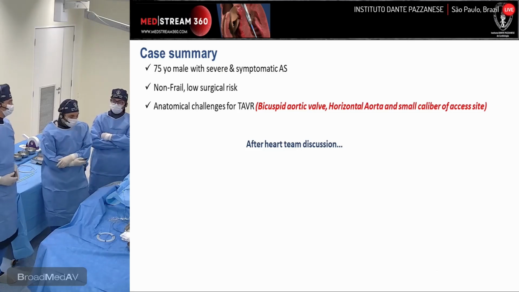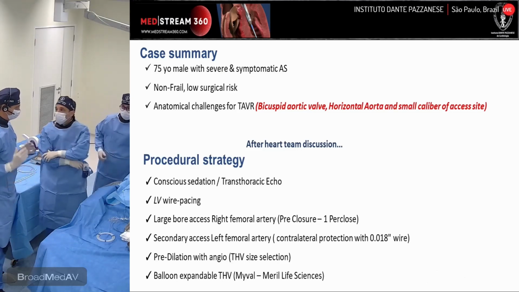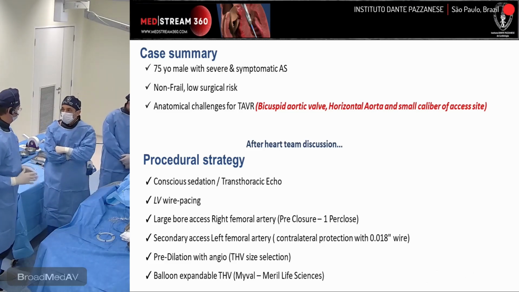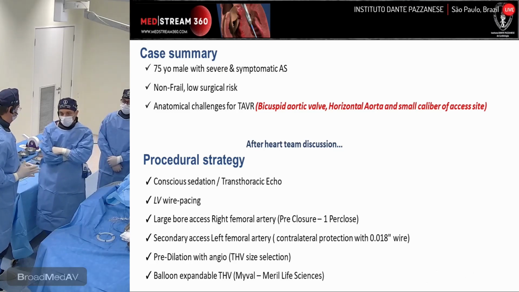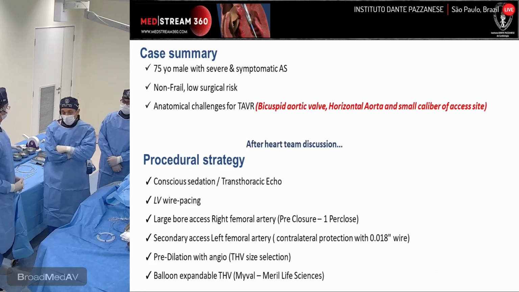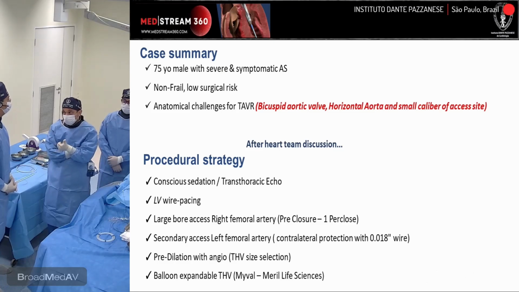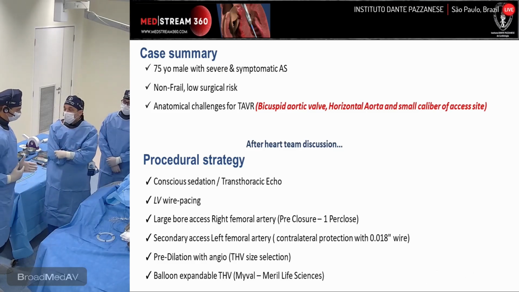So this patient, if you would have done the PARTNER trial, low risk, at this time, this patient would be easily included in the trial. I don't think so, because maybe we have two exclusion criteria for the low risk trials, mainly bicuspid. Oh, okay. And also the small caliber of the femorals.